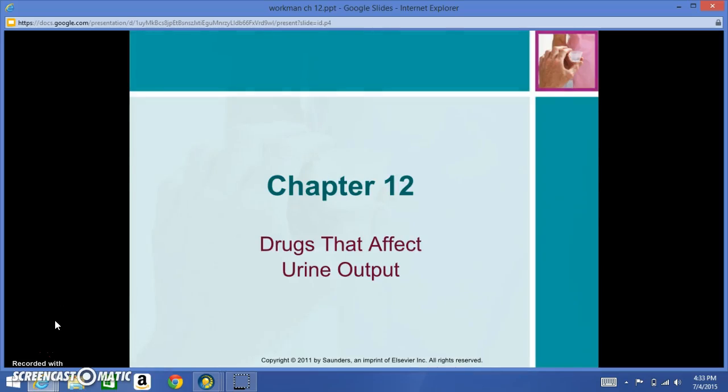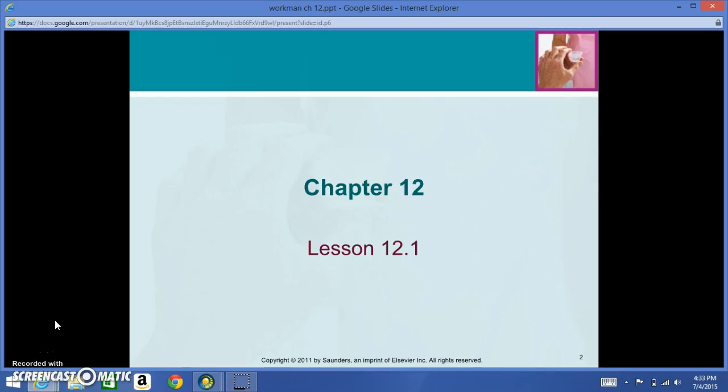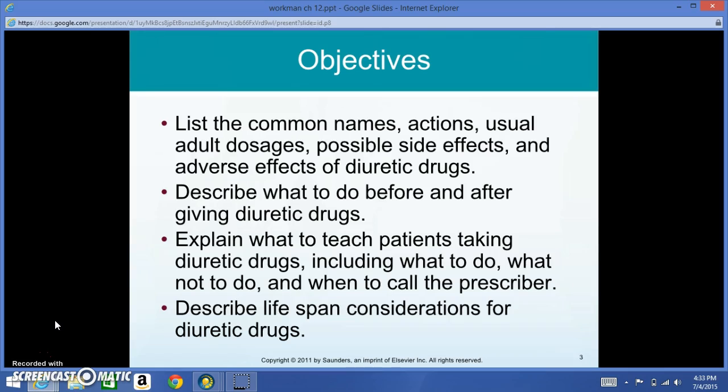Okay, this is Chapter 12, Drugs that Affect Urine Output. You can read the objectives.